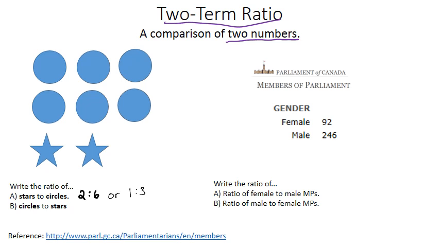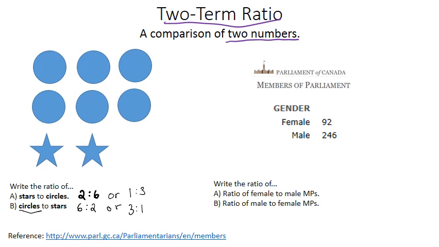Next one, circles to stars. So we have the same numbers, 6 circles and 2 stars, but this time we're going to go 6 to 2. The important thing is that whichever word comes first here, that number comes first. Or we'd simplify it, divide both sides by 2, so it'd be 3 to 1.